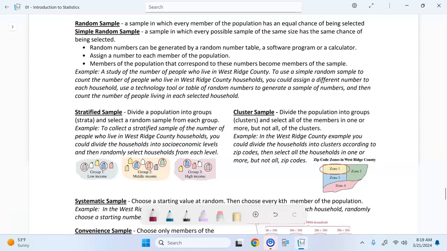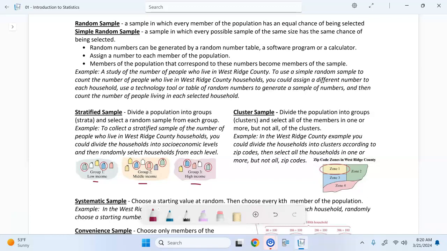Now, the rest of them have to do with some type of grouping for the most part. So stratified and cluster are pretty similar. Stratified is we divide populations into groups based on some characteristic. Okay? Income, gender. Geological, well, that's not geological, that's going to be more cluster. But some feature of them we use to break them up into strata. And so with the Westridge County example, they broke up the households into low, middle, and high income.